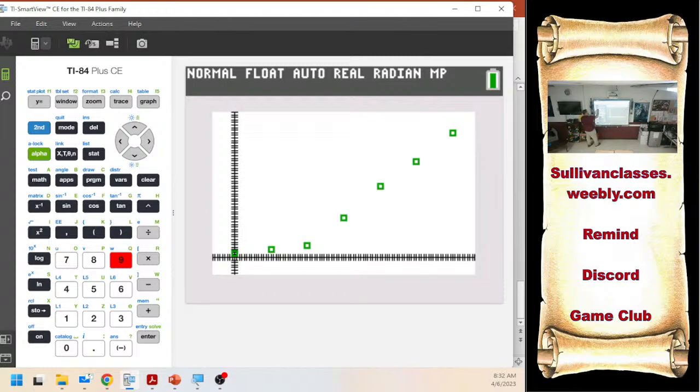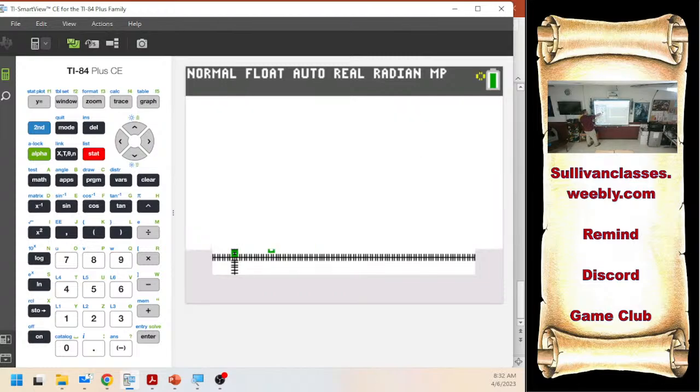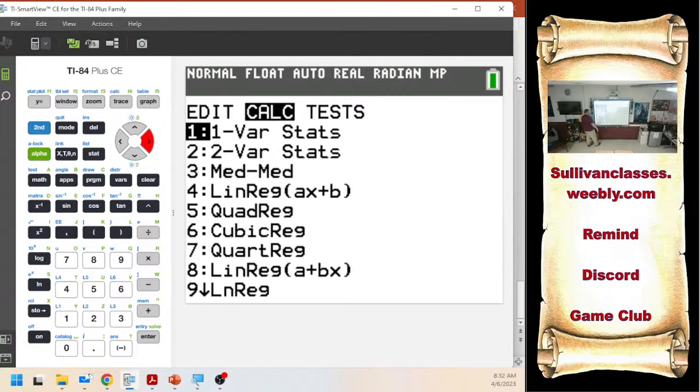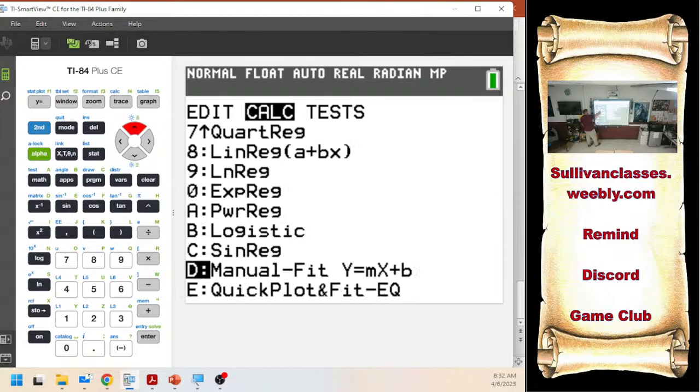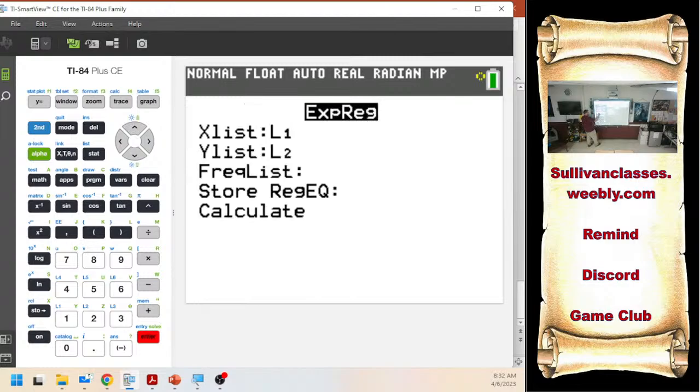I'll find stat, calculate. We'll go option 1, exponential regression. I'll put it into Y1.